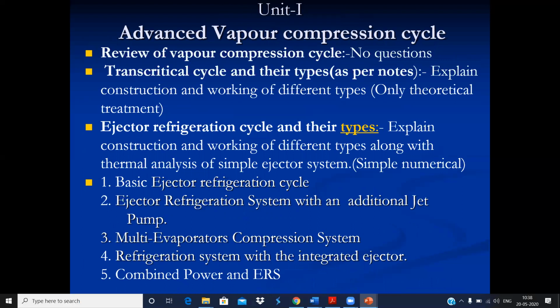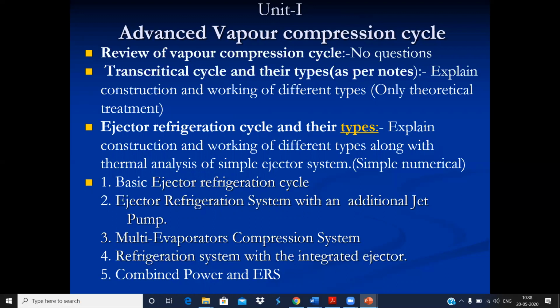The first unit is advanced vapor compression cycle. In this particular unit, we mainly discuss 2 advanced vapor compression cycles, like transcritical cycles and ejector-based refrigeration cycle. But before that, we'll take a review of the fundamentals of vapor compression cycle. From the exam point of view, it has no weightage, but first 1 or 2 sessions we will consume on the review of vapor compression cycle.